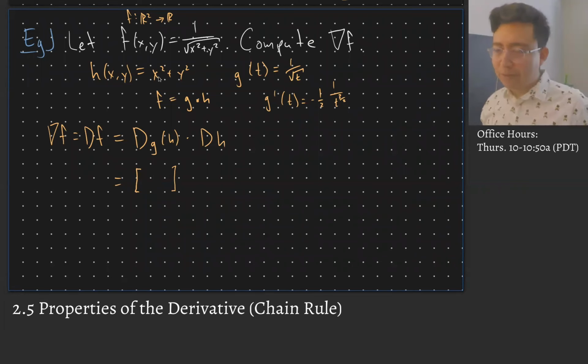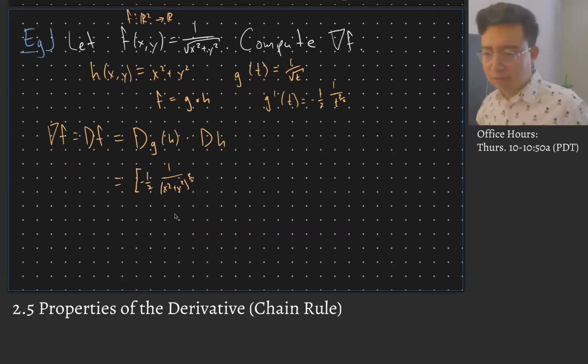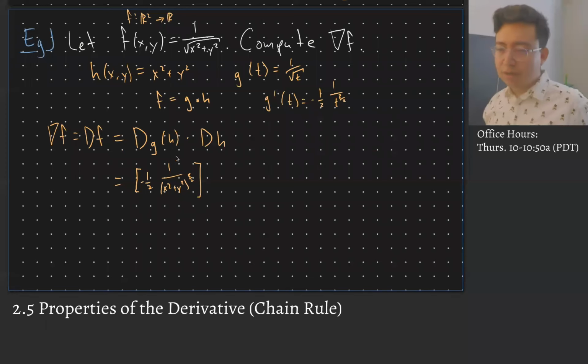But remember, we have to plug in h. I'm giving myself a little more room. So we have negative 1/2 times 1 over, I just made a mistake. x squared plus y squared to the 3/2, right? Cool. So this is our dg with h plugged in. It's just the derivative of this guy with this plugged in.